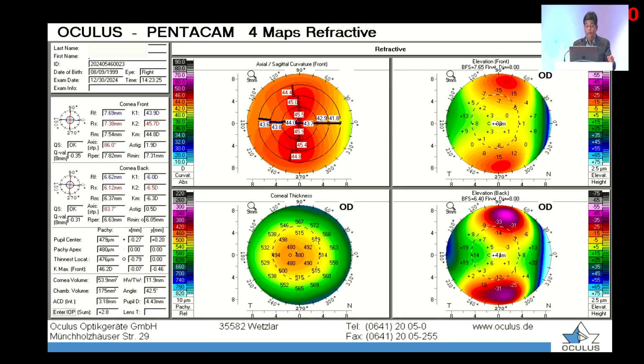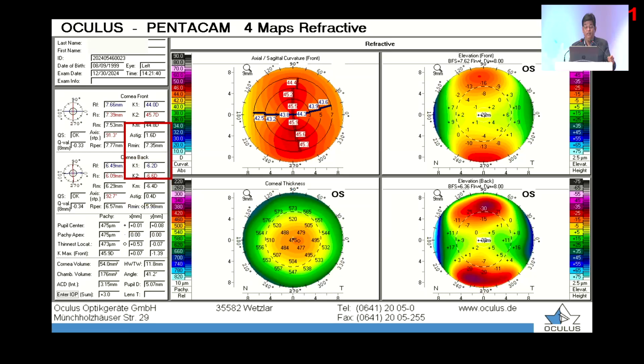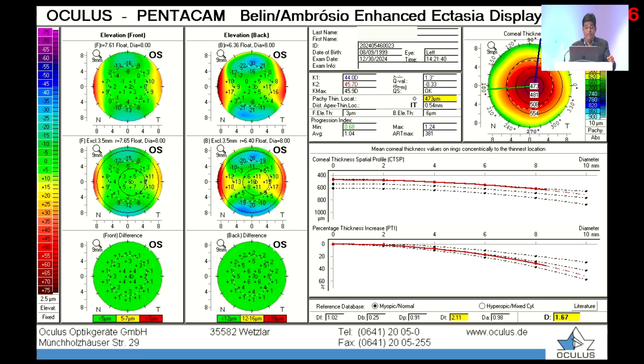And if we look at these maps of these patients, we can see that the cornea is on the thinner side, and the patient wanted a refractive surgery. This is the other eye. Again, it shows a reasonable profile with a thin pachymetry.